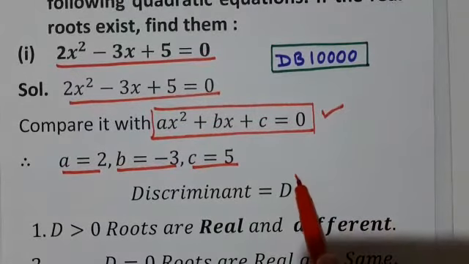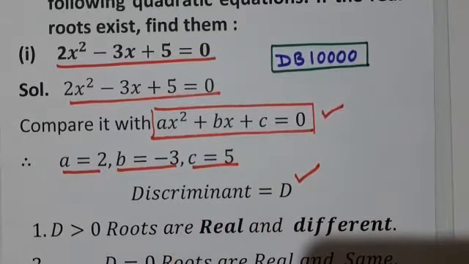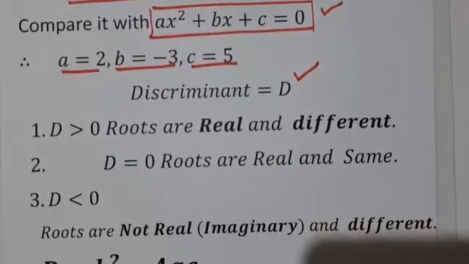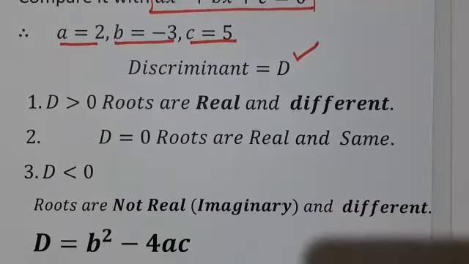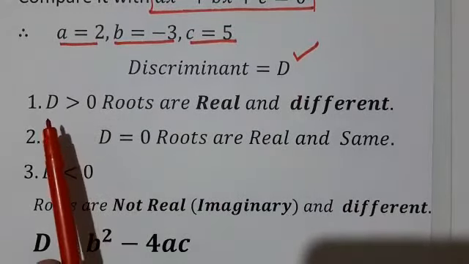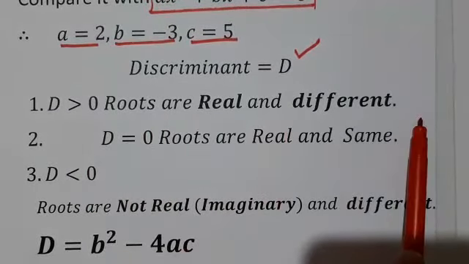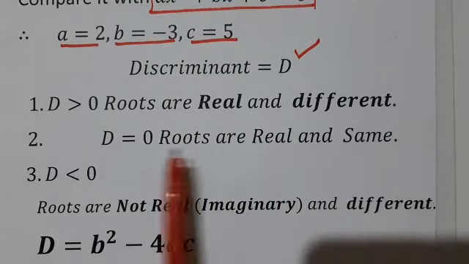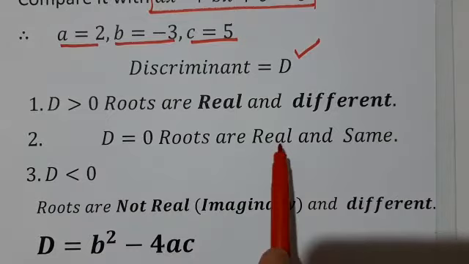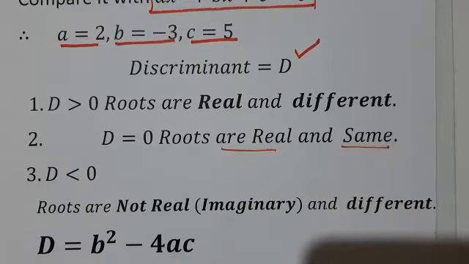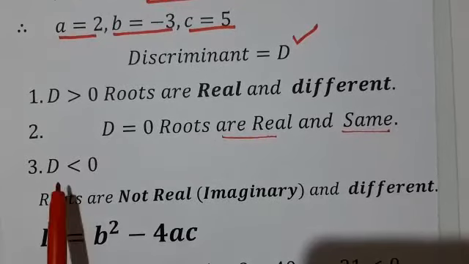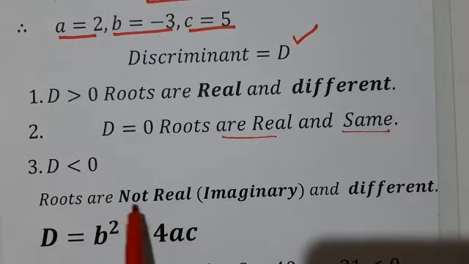Next, we will find the value of D, the discriminant, and D represents the nature of the roots. If D is greater than 0, then roots are real and different. And if D equals 0, then roots are real and same. If D is less than 0, roots are not real, it means imaginary and different.